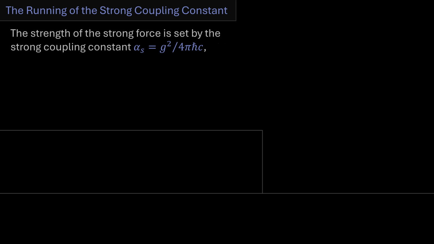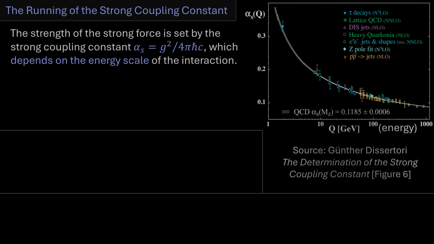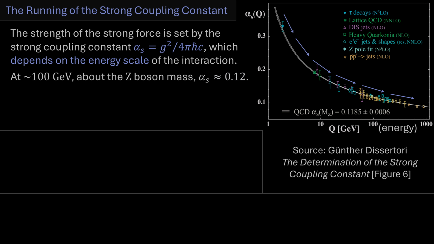And this parameter is actually not constant, but it depends on the energy scale of the interaction. As you can see in this chart, if we plot the strong coupling constant alpha S on the y-axis, and the energy scale Q on the x-axis, then at higher energies we have a lower value of alpha S. One number that's often quoted for alpha S is about 0.12, and you get that at energy scales of about 100 GeV, which is approximately the Z boson mass. So that's a very important energy scale in particle physics.